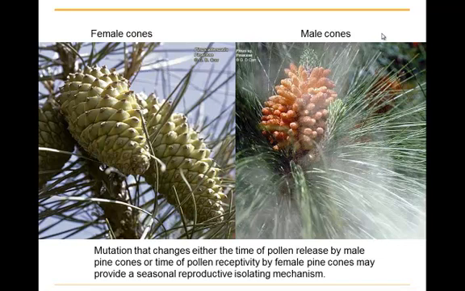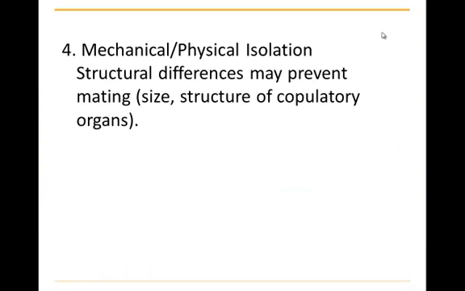Let's look at another category of prezygotic RIMs, and this would be mechanical or physical RIMs. So this would be a reproductive isolating mechanism due to the form or the shape. You can have structural differences that can prevent mating. You can have the size and the structure of copulatory organs changing.